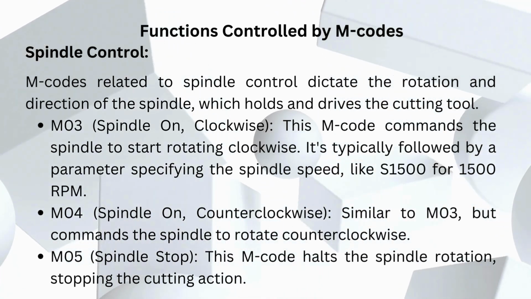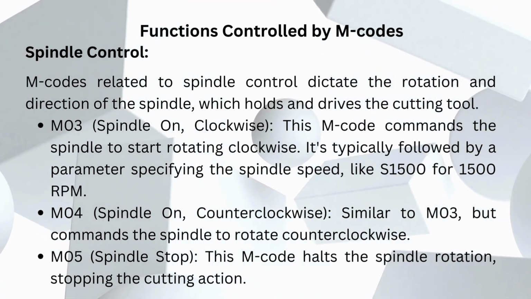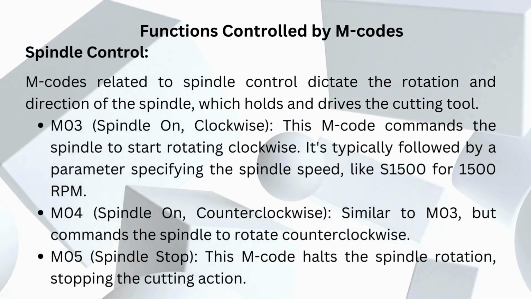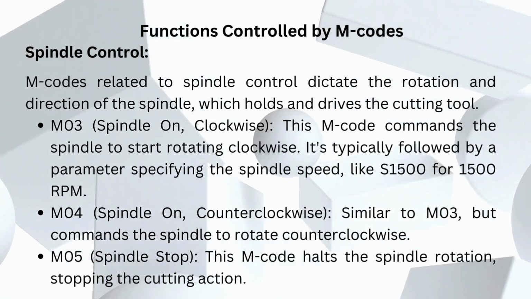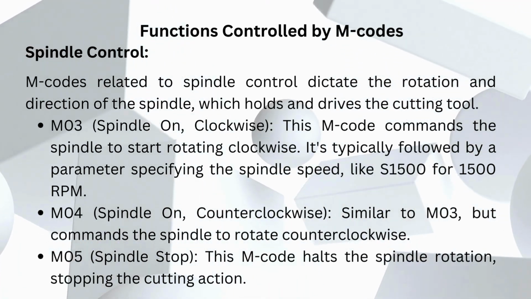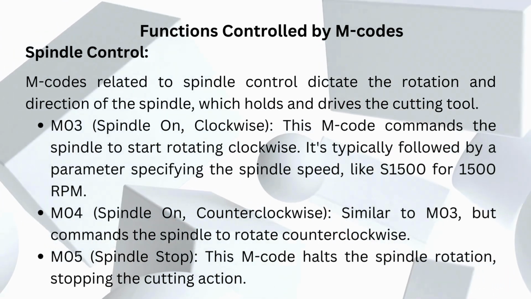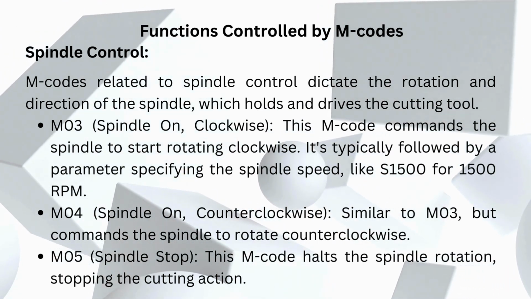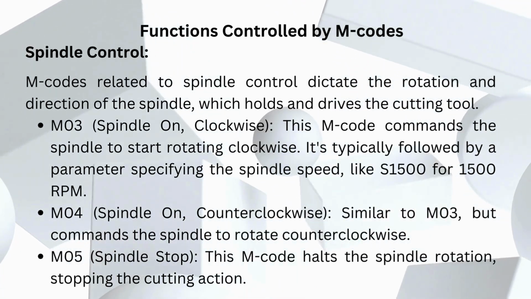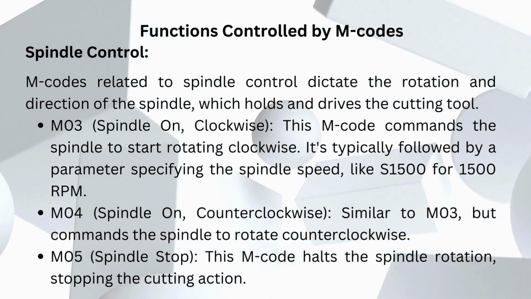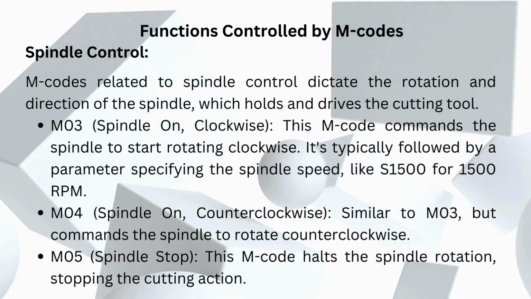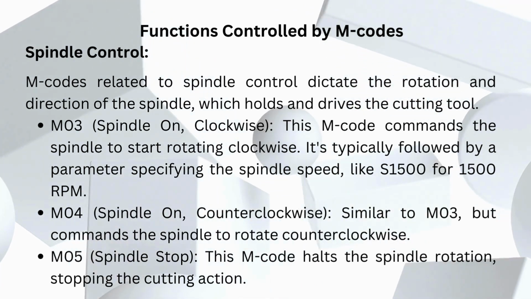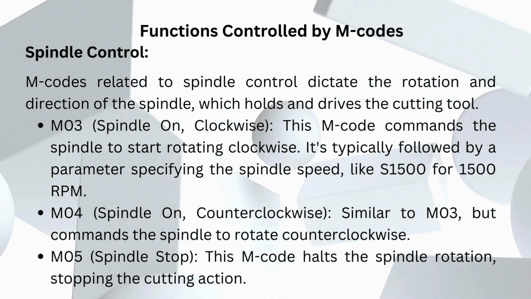M03, spindle on, clockwise. This M code commands the spindle to start rotating clockwise. It's typically followed by a parameter specifying the spindle speed, like S1500 for 1500 RPM. M04, spindle on, counterclockwise, similar to M03, but commands the spindle to rotate counterclockwise. M05, spindle stop. This M code halts the spindle rotation, stopping the cutting action.